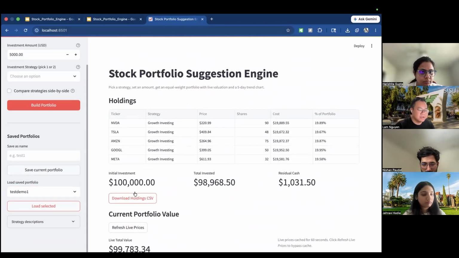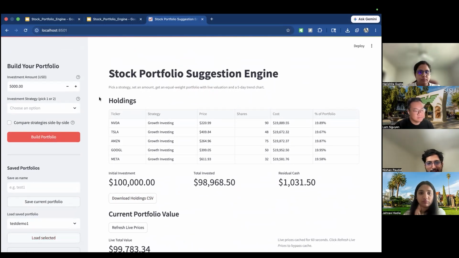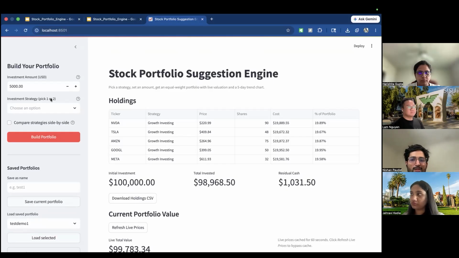For closing, I'm going to go back to Nissan. Okay, we went over all of our 10 test cases, and we demonstrated the entire application. This is the main dashboard, just to recap. To give an overview of how we built this, the entire website is built upon a Streamlit-based portfolio suggestion engine. We use Streamlit to deploy this application.